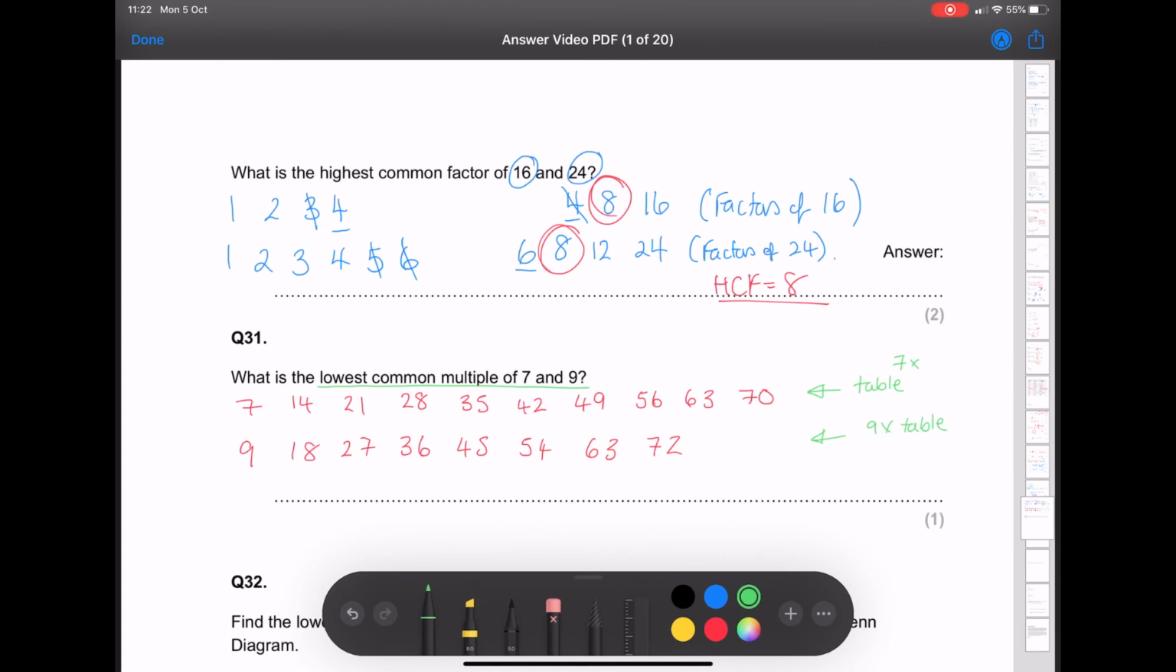Because we're not doing highest common factor anymore. We're doing lowest common multiple this time. So that's why I've written out those. So there's your multiplication tables for your 7s and for your 9s. The lowest common multiple is the lowest number that comes up in both lists. And it's actually 63. It's the lowest number that comes up in both. Okay? Whereas in this one, it's the highest. All right.